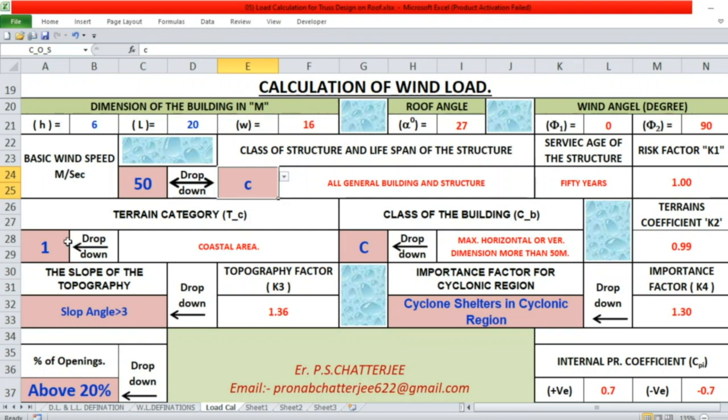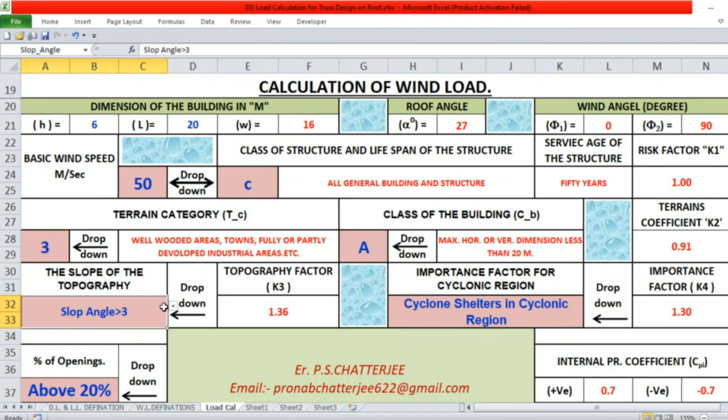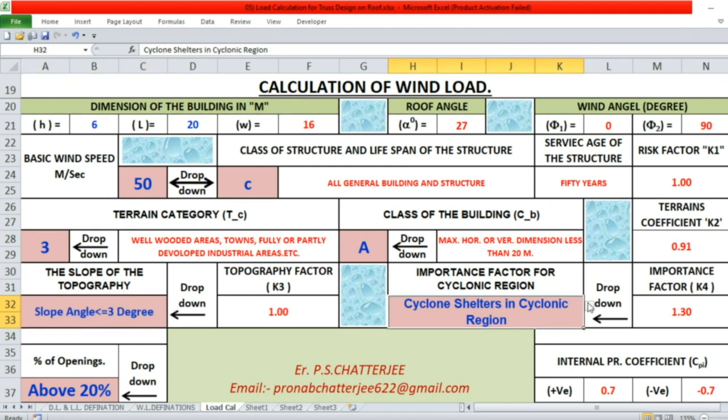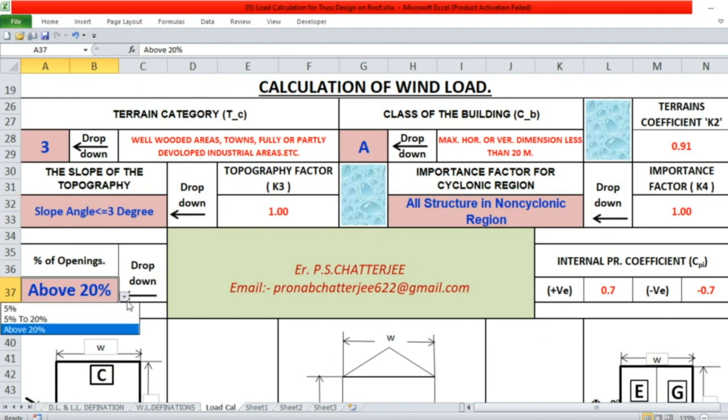Calcutta is not coastal area, so well-wooded area, town fully or partly developed industrial area. Maximum horizontal distance is 20 meters. Slope angle less than. This is not cyclonic region, non-cyclonic region. Opening 5%.